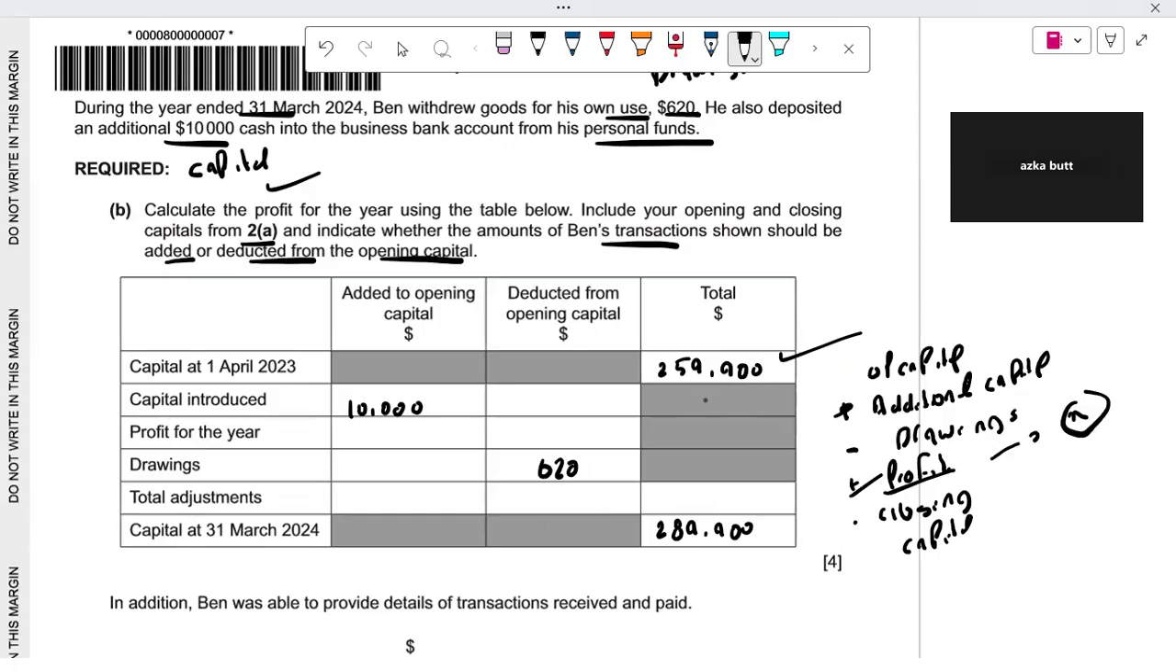So if you just do the reverse working, you will get that the profit for the year is 20620.